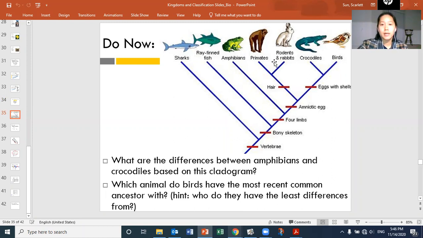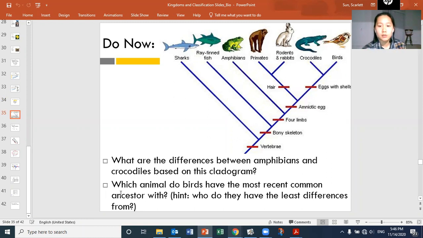So if you're looking between amphibians and crocodiles, you're going to trace the amphibian back to here, and then we're going to go up and over to crocodiles. And you see there's amniotic egg, 1, and then eggs with shells, 2, before you reach crocodiles. So there are 2 differences. That is the amniotic egg and the eggs with shells.